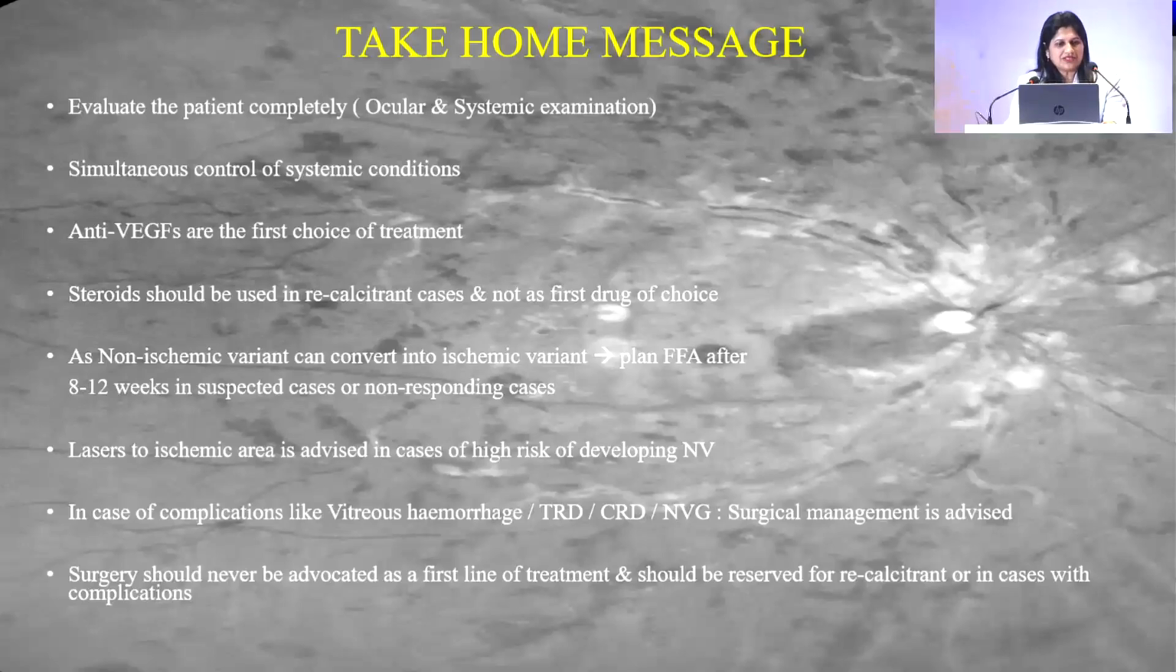So what is the take-home message? We should always evaluate the patient completely, with both ocular and systemic examination. Simultaneously, we should control all the systemic conditions. Anti-VEGFs are the first choice of treatment in RVOs. Steroids should be used in recalcitrant cases and should not be the first drug of choice. In cases of non-ischemic variant, closely watch the patient as there are chances of going into ischemic CRVO. Lasers are done to the ischemic areas when there is a high risk of developing neovascularization. In cases of complications, surgical management is needed.